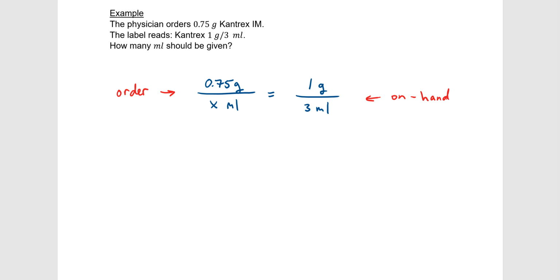So we have our proportion, and before we calculate, we should double check to make sure the units are the same, which they are. They're both grams per milliliter. So we can go ahead and just cross multiply and solve this for X.